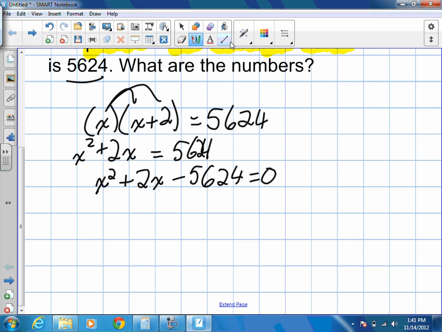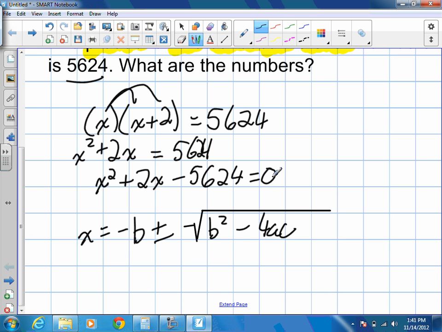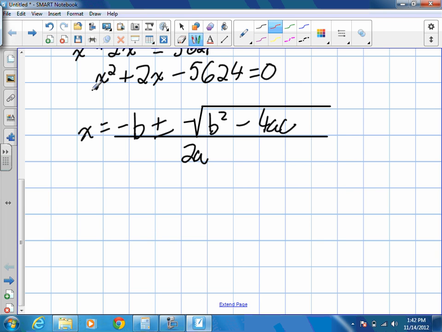I'm going to get you guys to say it to me at the same time. Ready? So x is equal to what? So x equals negative b plus or minus the square root of b squared minus 4ac, all over 2a. Good, you got it. So now we just have to figure out what our values are. Our a value is what? 1. Good. So our a is going to be 1. Our b value is positive 2, and our c value is negative 5,624.